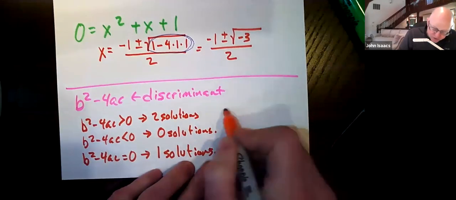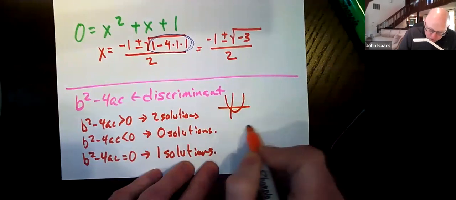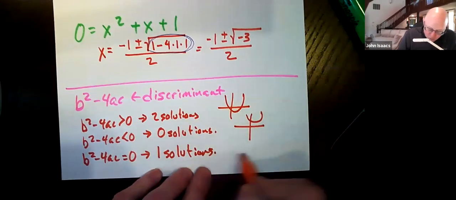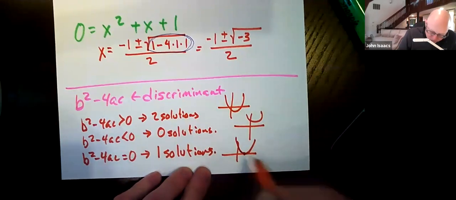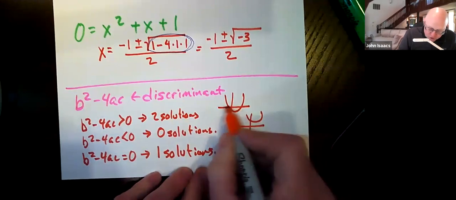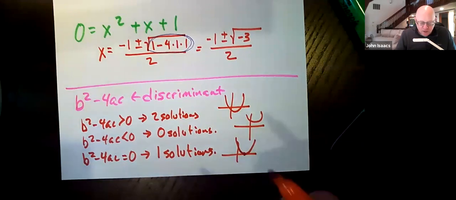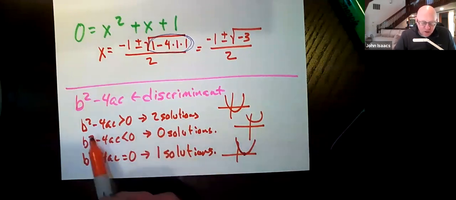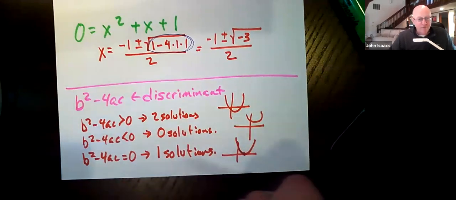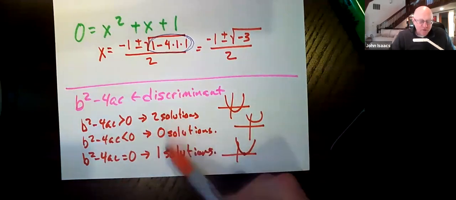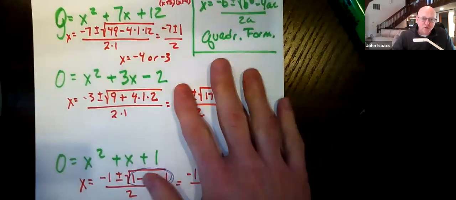So visually, these look like this. The 0 solution ones look like this. And the 1 solution ones look like this. They just have 1 point. No points, 2 points, 1 point. If you have y equals a quadratic equation, you can use the discriminant to determine the number of x-intercepts. If you have an equation, you can determine the number of solutions you should expect. All right, so that's the discriminant. This is the use of the quadratic formula.